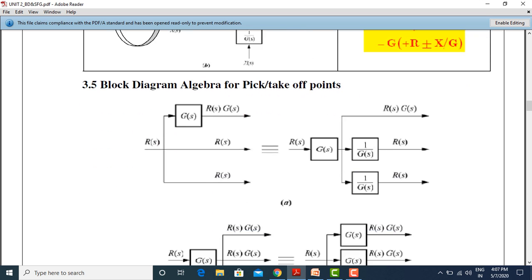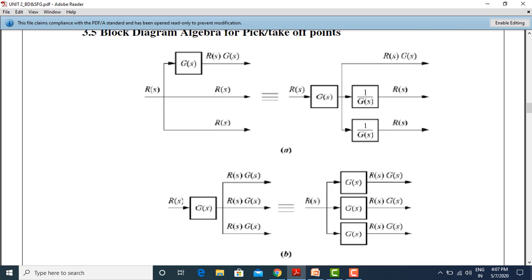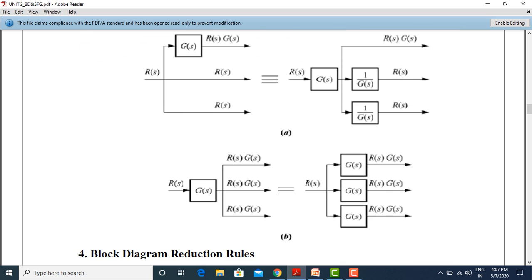Moving towards next, block diagram algebra for takeoff points. If this is a block diagram, this is a block and this is the takeoff point. If you want to shift this takeoff point after a block, means to the right, 1 by G of S will be added into the system. If you are shifting this takeoff point before a block, means to the left hand side, G of S will be added into the signal.